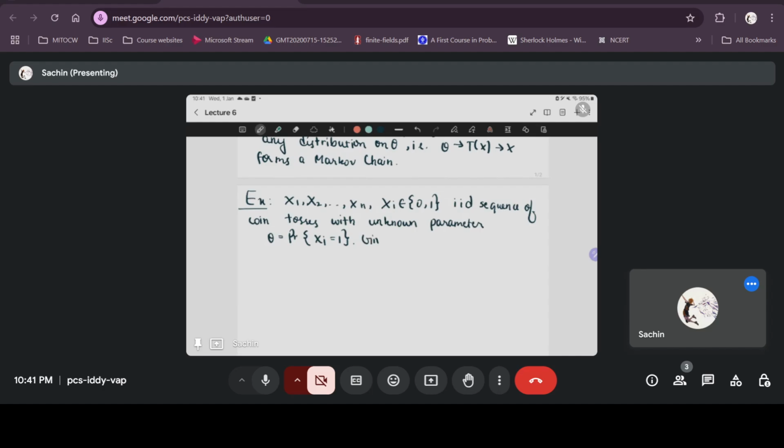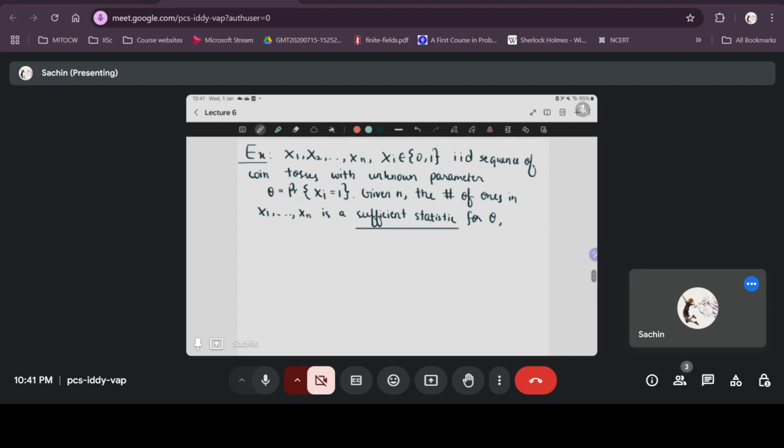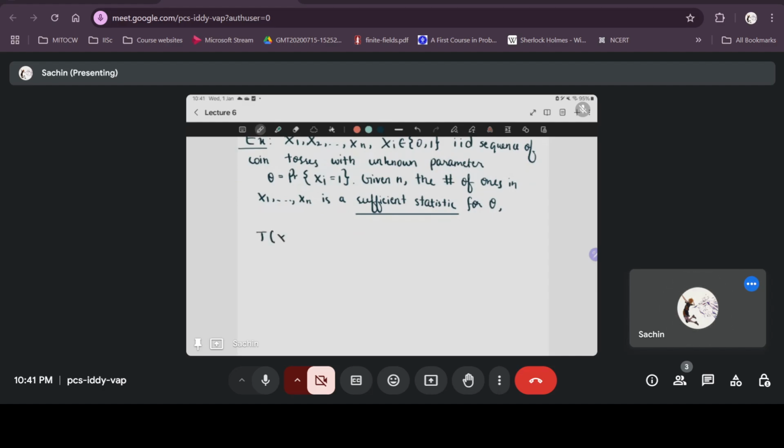Given n, the number of ones in X1 up to Xn is a sufficient statistic for theta. So the number of ones here is nothing but T(X1, X2, ..., Xn) given n coin tosses. It is the sum of each of the coin tosses. Of course, here by coin toss I mean the random variable that gives value 1 for heads and 0 for tails.